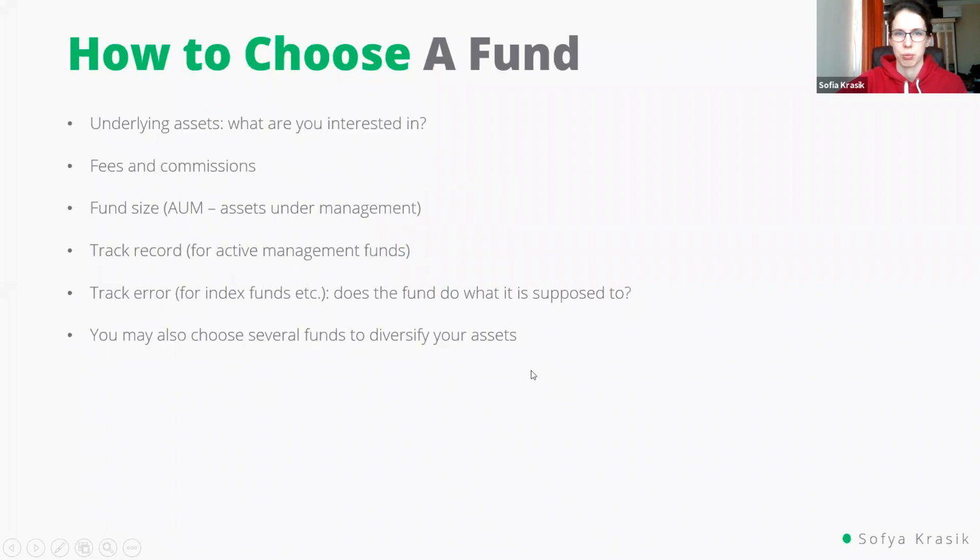So, how to choose a fund? As always, no universal rule can be applied here, but here are some general concepts you can consider. First of all, you need to define what assets you're interested in. For example, if you want to follow the US market, you would probably need to choose a fund following the US market, for example S&P 500 or Nasdaq Composite if you're interested in tech companies, and so on.